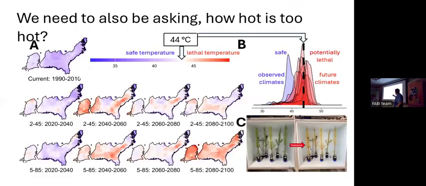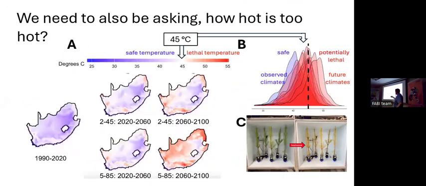I showed you this map for loblolly pine. Last night I stayed up to make one for South Africa. This is the single hottest day, and I tried to overestimate the temperature by a degree because I've not measured the pines in South Africa. Let's say it was 45 instead of 44. The red areas are where you're going to have a single hottest day that exceeds that lethal temperature.